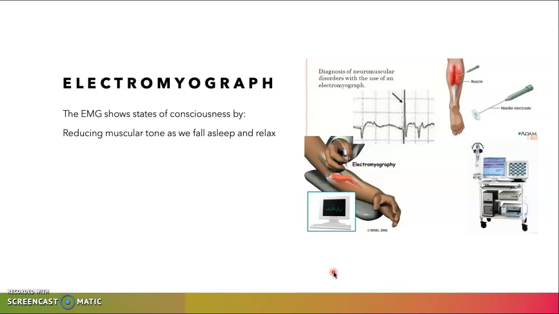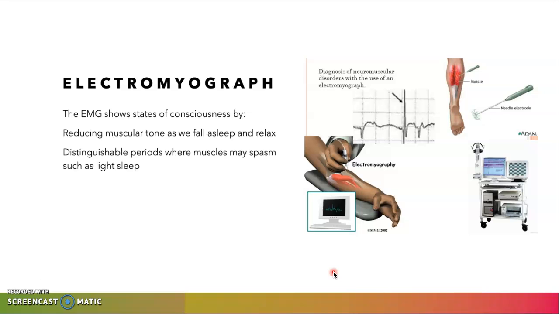So when we fall asleep and as we relax, you will get that reduced muscular tone. So you will see that both the amplitude and frequency will get lower as we are falling asleep. So that's an indication of our consciousness as we are entering an ASC, an altered state of consciousness.